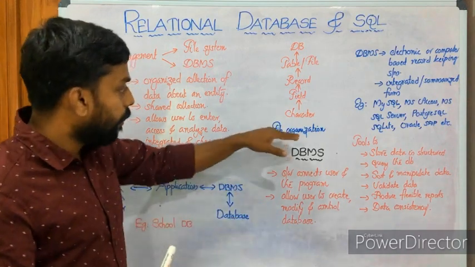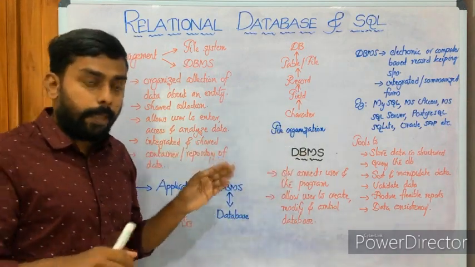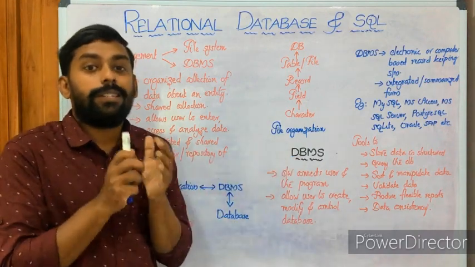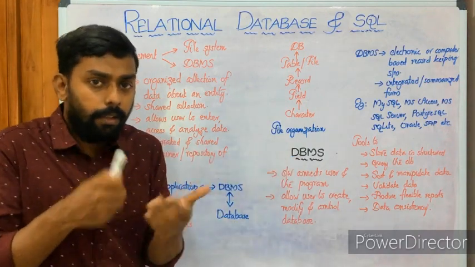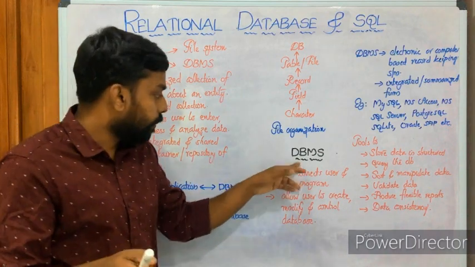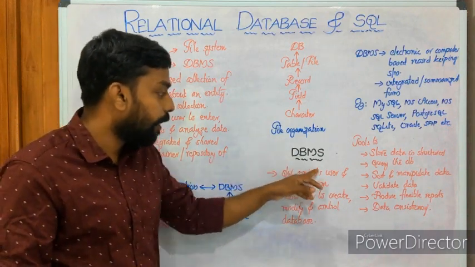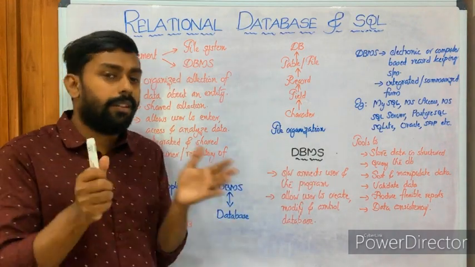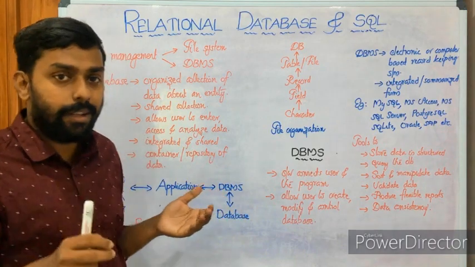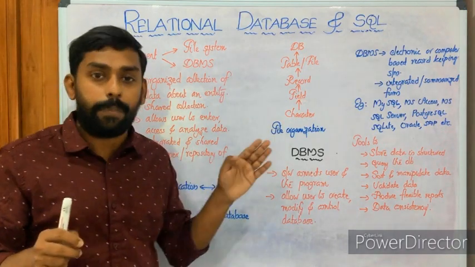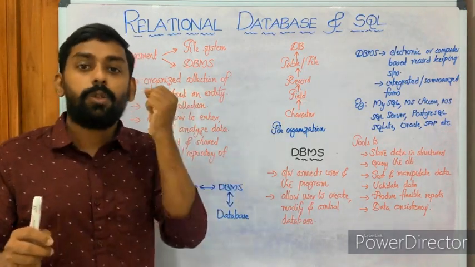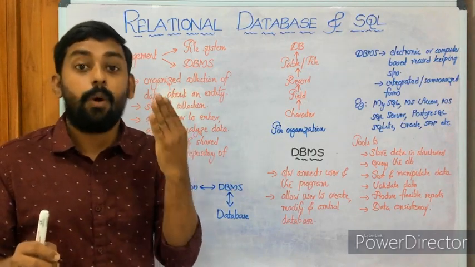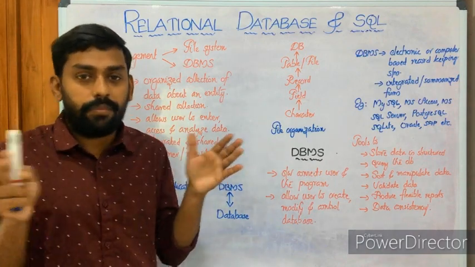Then we can move on to database management system. We have already completed database. Then we have database management system. We know it's a software, the actual software. Database management system is a software that connects user and the program to store and manipulate data. The single statement definition is: database management system is a software package that helps a user to store, view, retrieve and manipulate data in an organized way. It's a very simple definition.